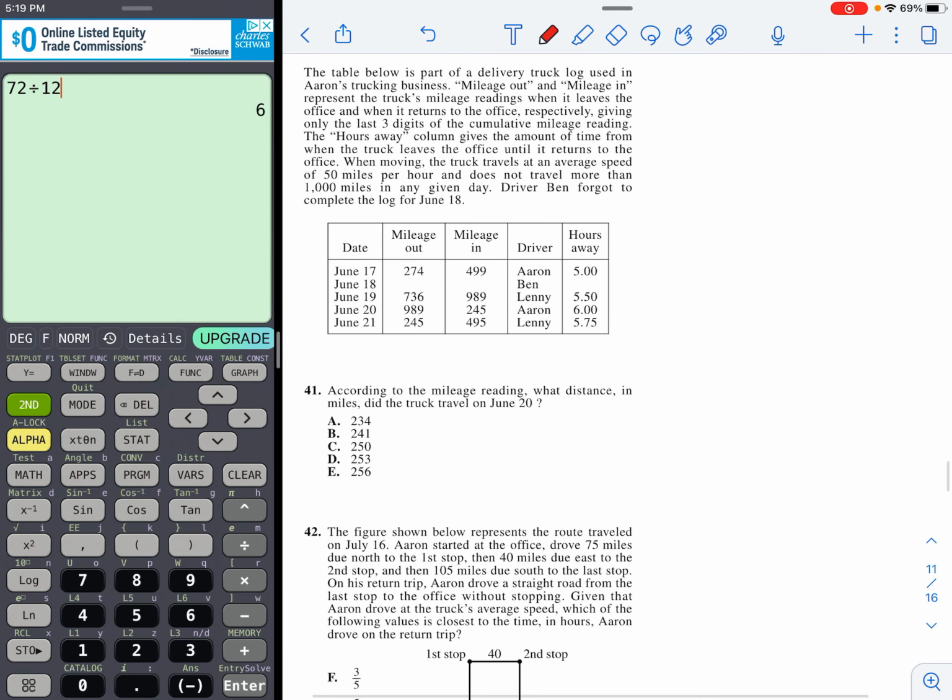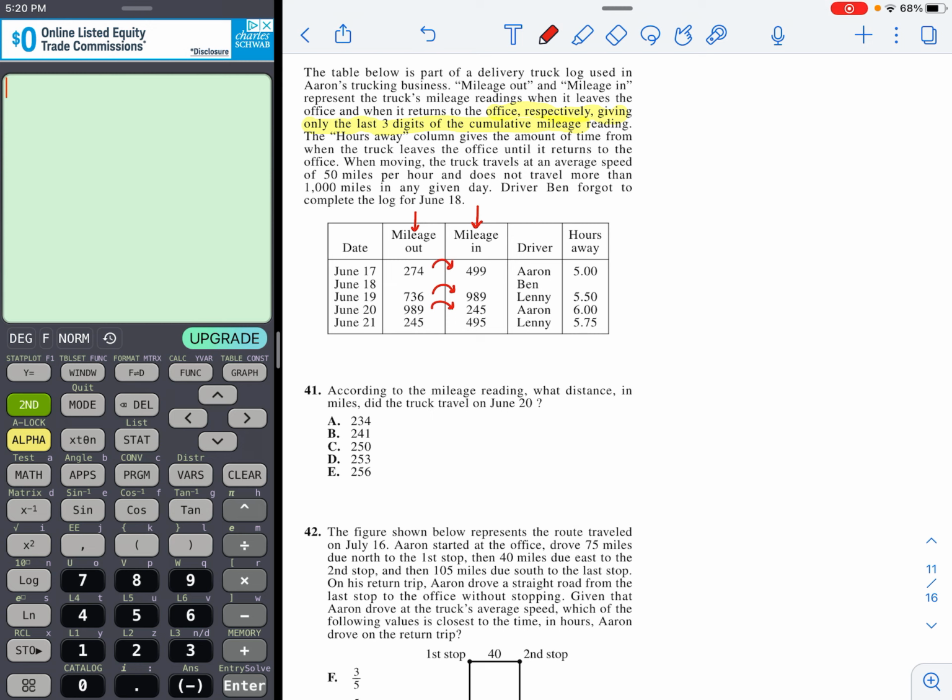41. Okay, so this one's a tricky one. What made this one really tricky, it made it one of the most missed ones here, is that you had to really carefully read this here. When a truck returns to the office respectively, giving only the last 3 digits of the cumulative mileage. And so the reason that has to be true is if you look at these, mileage out means what was the mileage reading when the truck left, mileage in means what was the mileage reading when you bring it back. So for a few of these, it makes sense, like 274 to 499, 736 to 989.